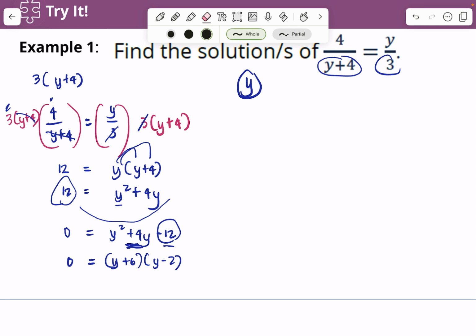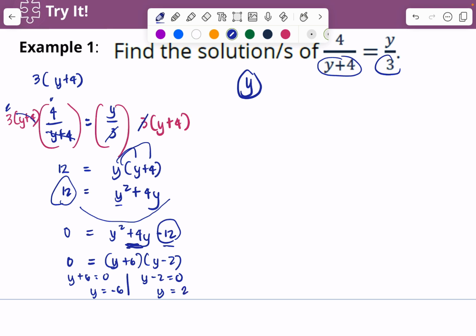Now after getting your factors, what will we do next? Okay, that's right. Equate them both to 0. y plus 6 equals 0 and y minus 2 equals 0. Now your y is negative 6 and your other y is positive 2. After getting your solutions, these are your possible solutions or roots. So what will happen next? Okay, you're going to verify your solution, if it is extraneous or not. Now let's verify them in your original equation.